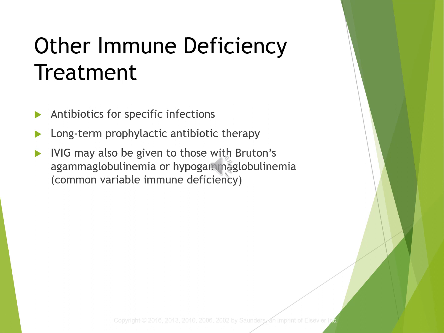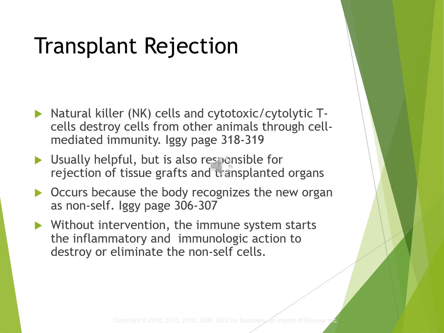And then IVIG may also be given for some of those, and they've got some here, this Bruton's agammaglobulinemia or hypogammaglobulinemia. They may choose to use this IVIG, but we do not use IVIG, and when I say that, that just stands for intravenous immunoglobulin. We do not do this with the people who have that selective immunoglobulin A deficiency. If I want you to know anything out of here, it's just deficiency in IgA, we don't give IVIG.